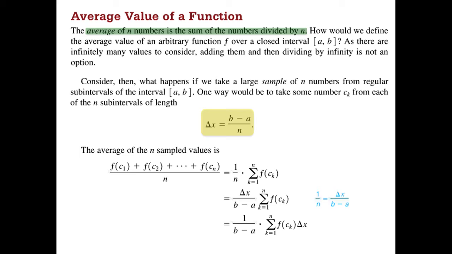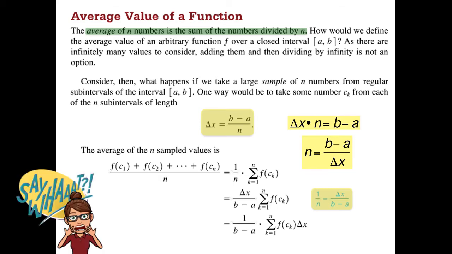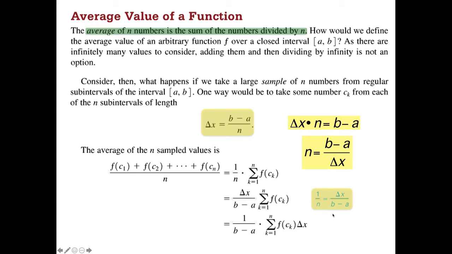Okay. Well, let's do a little manipulation with it. If I multiply by n, I get that expression. If I divide by delta x, I now get that expression. And if I do the reciprocal on both sides, I now get that expression. Notice, this tells me I can now take 1 over n, and I can substitute in delta x over b minus a. So that is where delta x over b minus a comes from.